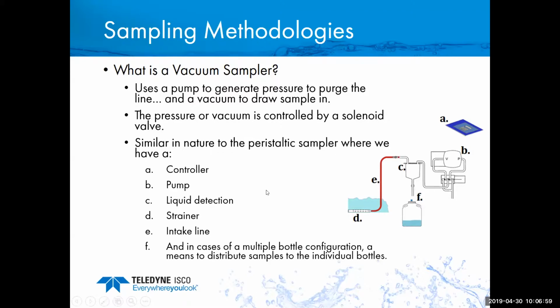It does have a liquid detection section that is usually in the sample chamber right here. Same strainers that we use on the peristaltics we use on the vacuum. Intake line, again, that's the same intake line that we use here. We also have an option of multiple bottle configuration. The vacuum samplers are a little bit different, where it actually spins the rack instead of a distributor arm.